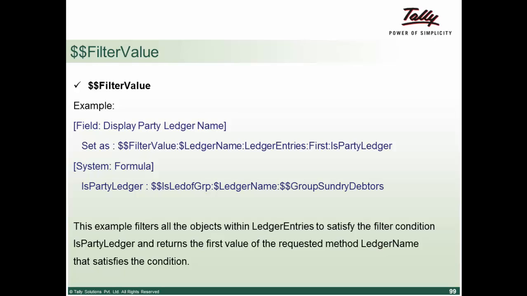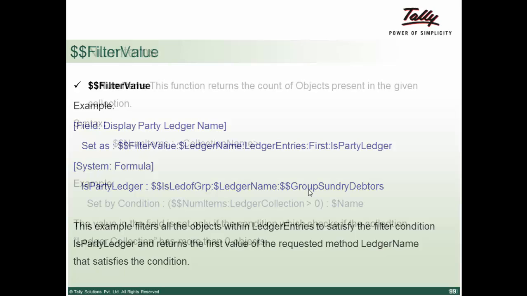So this is an example of it. Set as $filter value, $ledger name, ledger entries, first, is party ledger name. Please note, is party ledger name is the filter criteria, which is nothing but a system formula. This system formula says $let of group, $ledger name, group sundry debtors. So here we are trying to return the first ledger name from my ledger entries which falls under group sundry debtors.